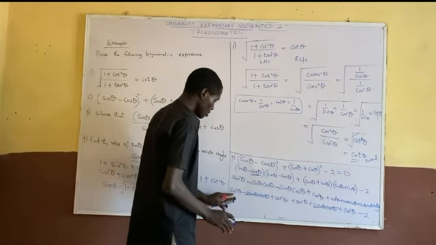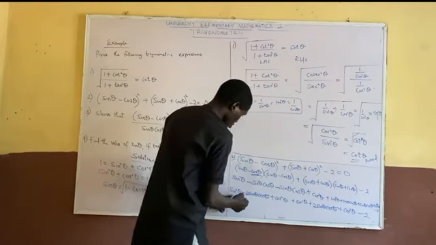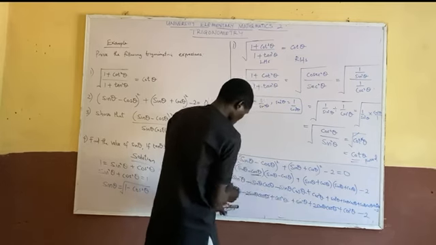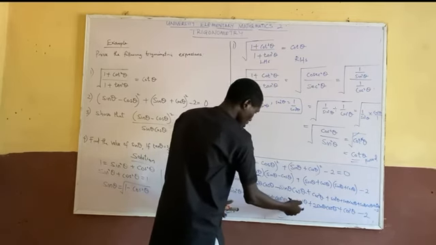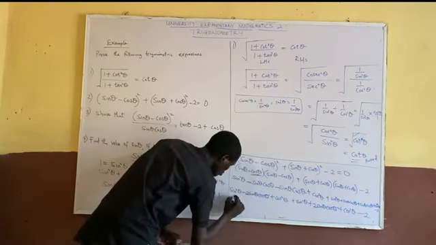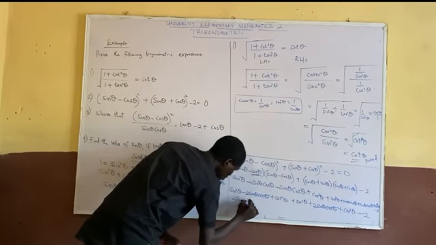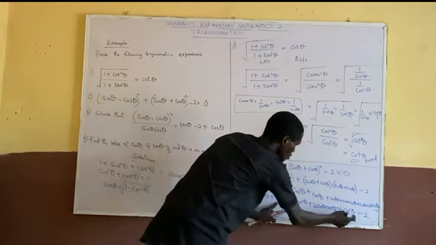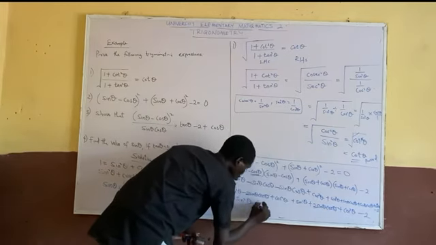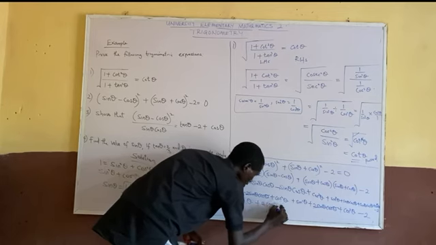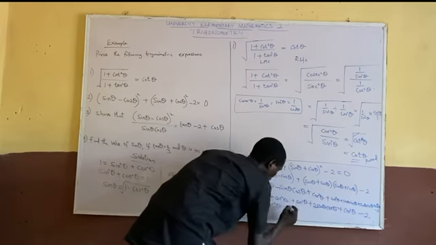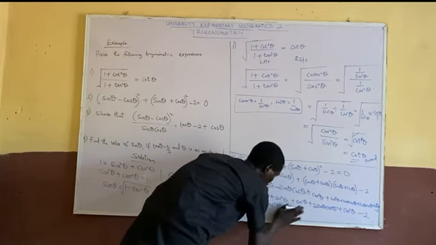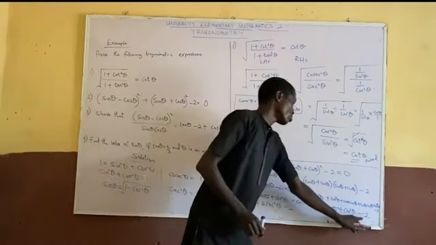Now we have sin square theta plus sin square theta. That is 1 sin square theta plus 1 sin square theta, we have 2 sin square theta. Now look at this cos square theta here plus this cos square theta, we have plus 2 cos square theta. Now we have minus 2 here. We are not putting anything else here. We have minus 2 here.